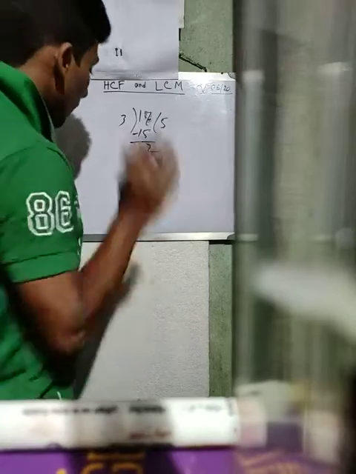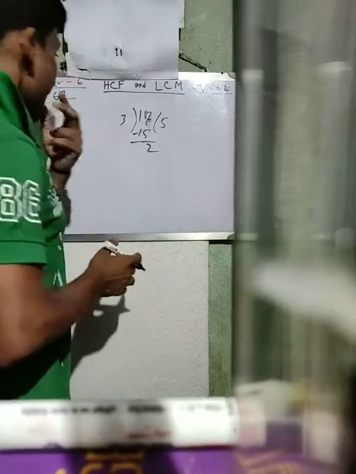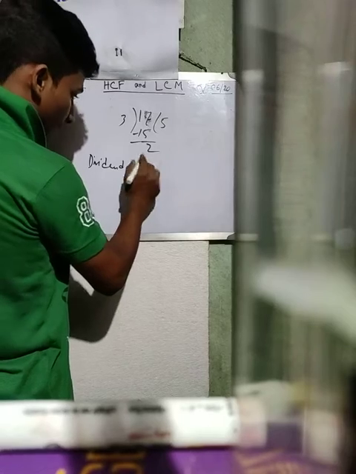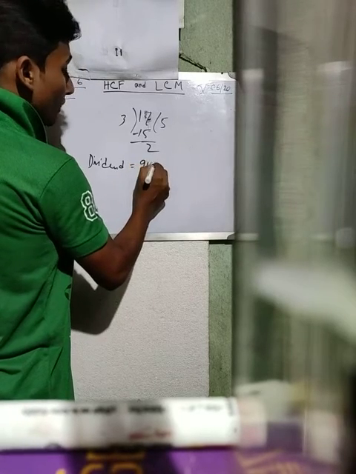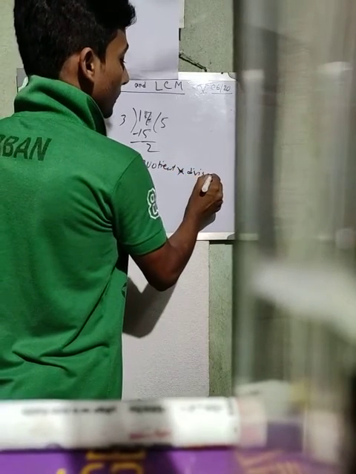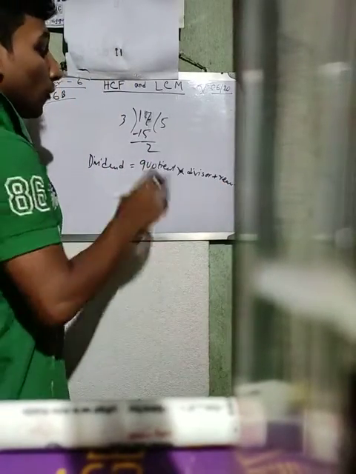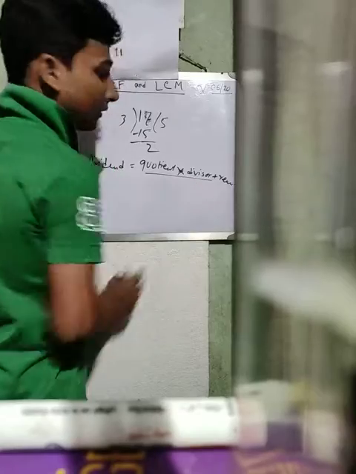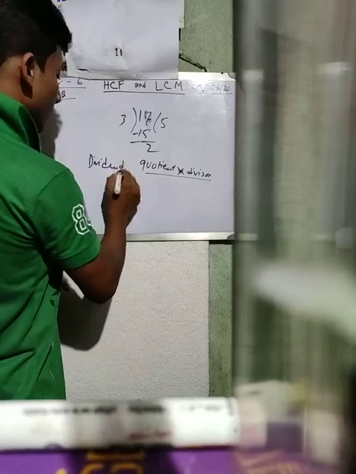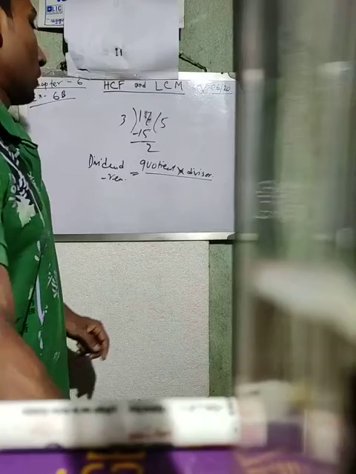Now, I have discussed in a previous chapter that dividend is equal to quotient into divisor plus remainder. If we want to find quotient into divisor, then what do we have to do? We have to move the remainder to this side. So dividend minus remainder is equal to quotient into divisor.